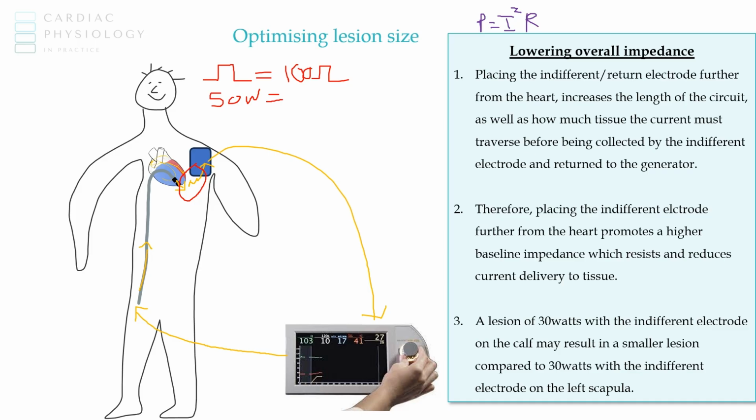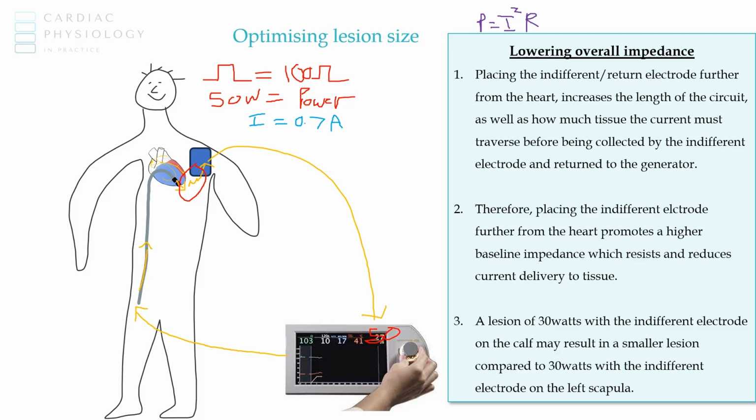And so what this means is that the current flow, so this is power. We've got a resistance of 100 ohms, and we've dialed 50 watts on the generator. So let me put 50 here. So that means our current flow is about 0.7 amps. So current delivery is equal to 0.7 amps. And remember, it's current delivery that directly affects lesion size. The more current we deliver to tissue, the more heating we get, and the more lesion we get.